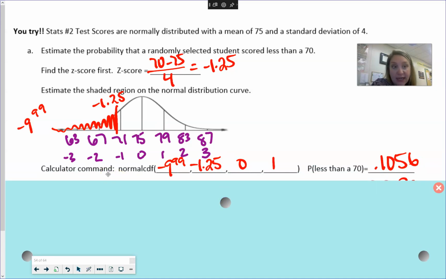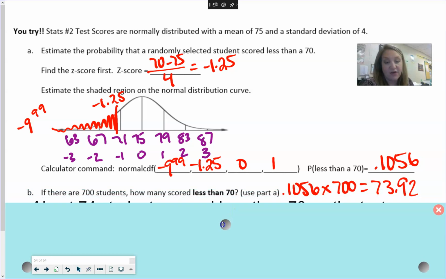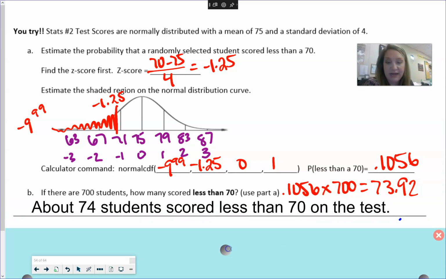So my command, so second vars, normal CDF, negative infinity is my lower, negative 1.25 is my upper, and as always, mean is 0, standard deviation is 1, because these are all z-scores, that's why we do that, have to be the same, and you get 0.1056 for your probability, so that's for part A. And then I wanted to know if there's 700 students, how many of them would score less than a 70? So you had to take your probability, multiply it by 700. You get 73.92. We always round up. So we say about 74 students scored less than 70 on the test.